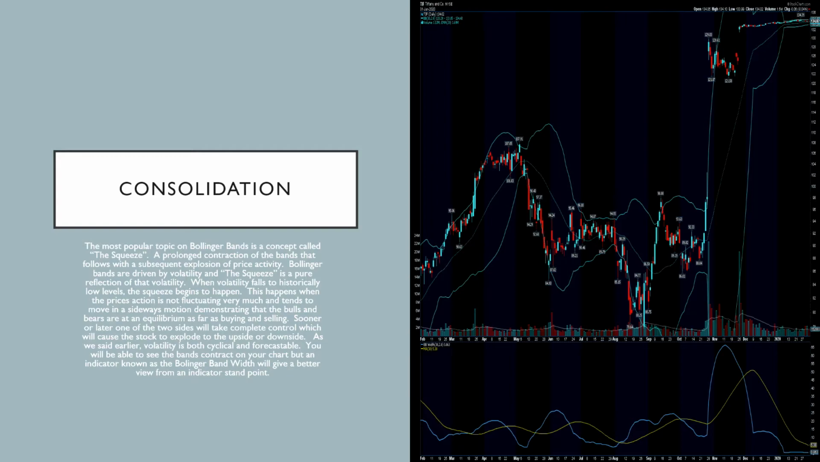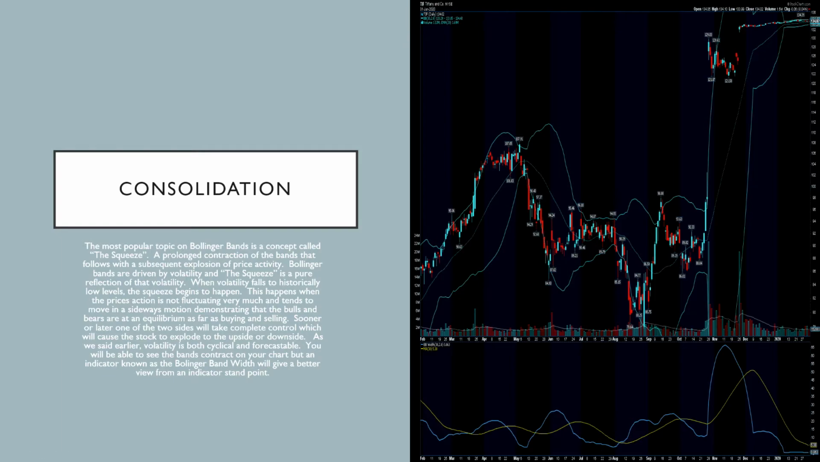When volatility falls to historically low levels, the squeeze begins to happen. This happens when the price action is not fluctuating very much and tends to move in a sideways motion, demonstrating that the bulls and bears are at an equilibrium as far as buying and selling. Sooner or later, one of the two sides will take complete control, which will cause the stock to explode to the upside or downside. As we said earlier, volatility is both cyclical and forecastable. You will be able to see the bands contract on your chart, but an indicator known as the Bollinger Band width will give a better view of that contraction.